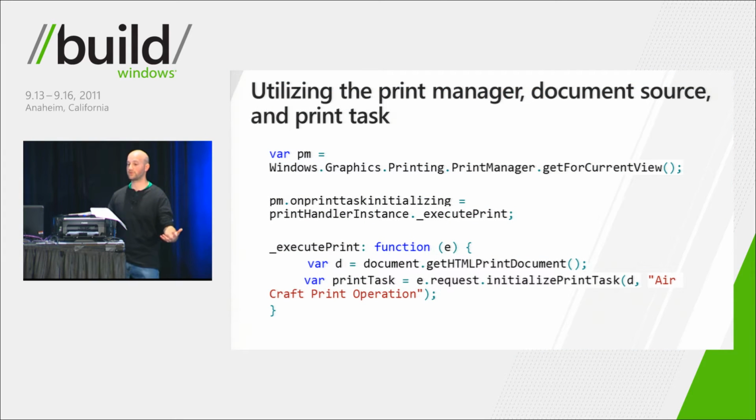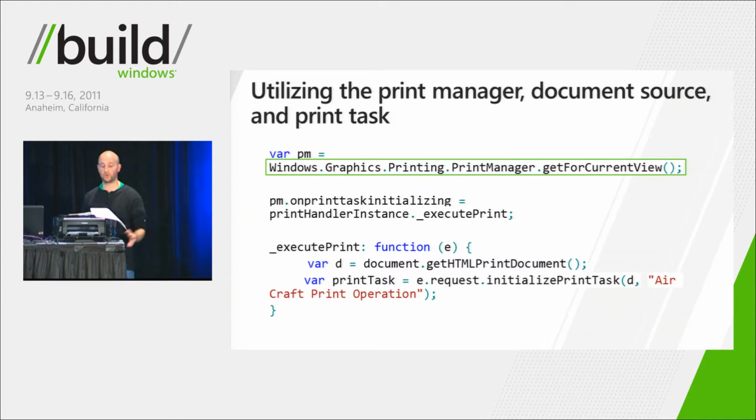And here's how it's accomplished. You make it very easy to enable printing via the device charm. All you need to do is run a small amount of code to hook up the contract. So we're first going to go ahead and initialize the print manager. In Windows 8, printing lives in windows.graphics.printing.